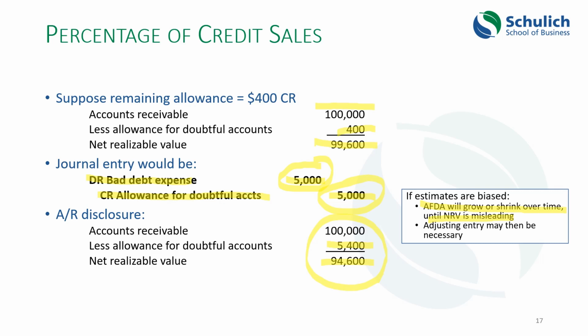Now, this won't happen if your method for estimating the bad debts expense just experiences random differences. But if the differences are not random, if they're biased in one direction or another, you're going to end up with a situation where the accounts receivable amount that you show on the balance sheet is misleading, and you're going to have to do a one-time adjustment to bring it back into line.